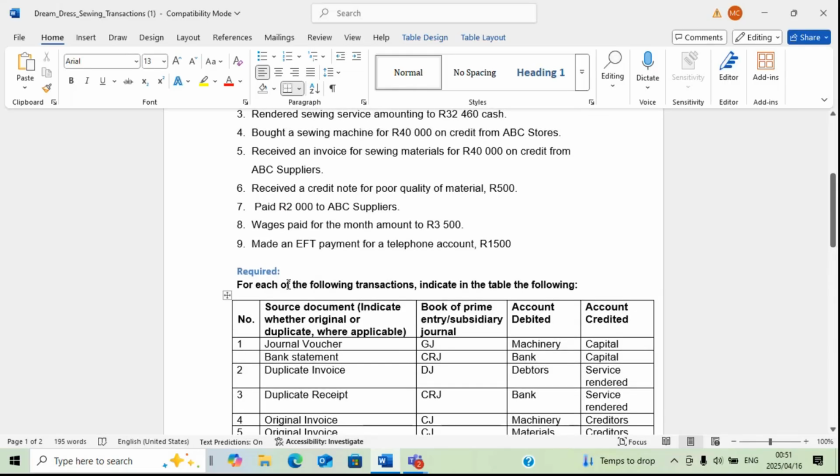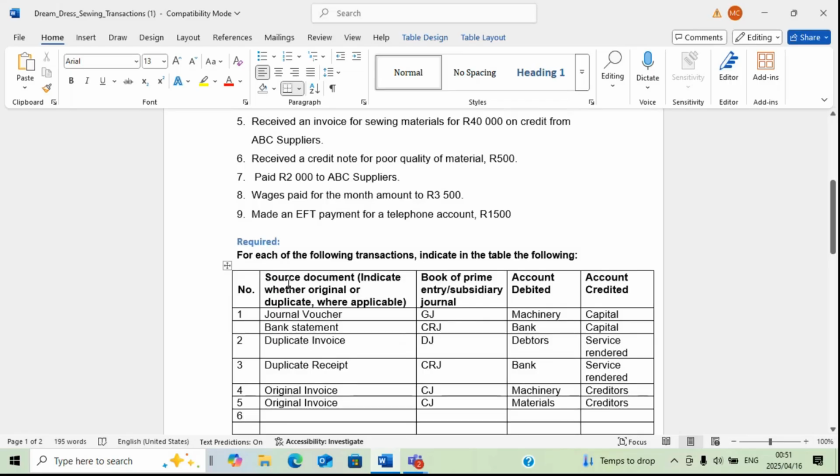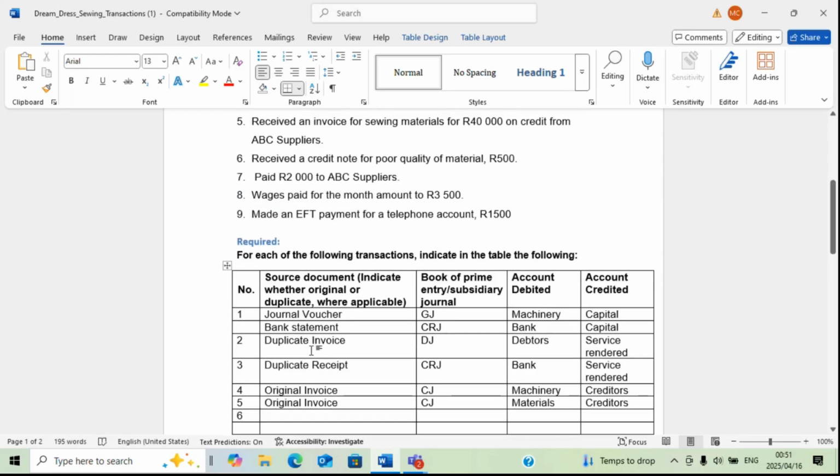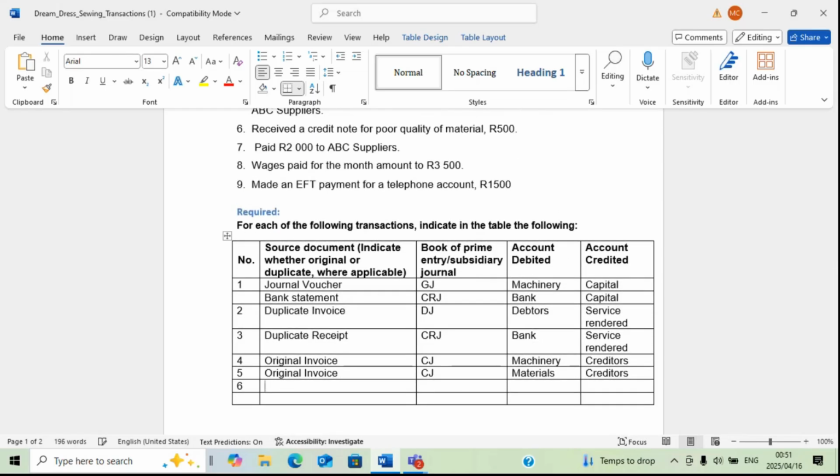Transaction number 6 says received a credit note for poor quality of material. So you received a credit note. When you receive a credit note, it means there was a poor quality of material that you did not like, or maybe there was a certain material that was not in good condition. So now we have to return it. When we return, we receive a credit note, right? So the source document here is going to be credit note received.